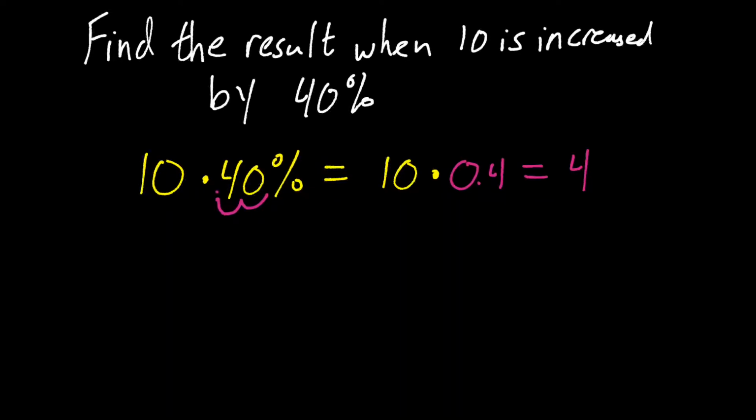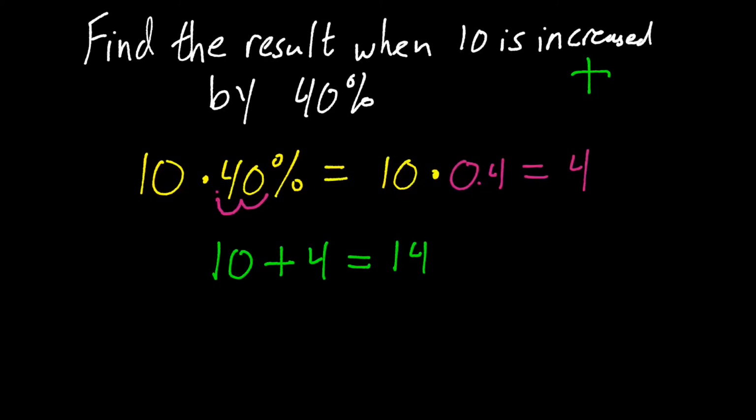So 40% of 10 is 4, and we're being asked to increase 10 by 40%. Well, increase means we are going to have to add. We are going to take our original 10, we are going to add 4 to it, and our answer ends up being 14. And that is the answer to find the result when 10 is increased by 40%.